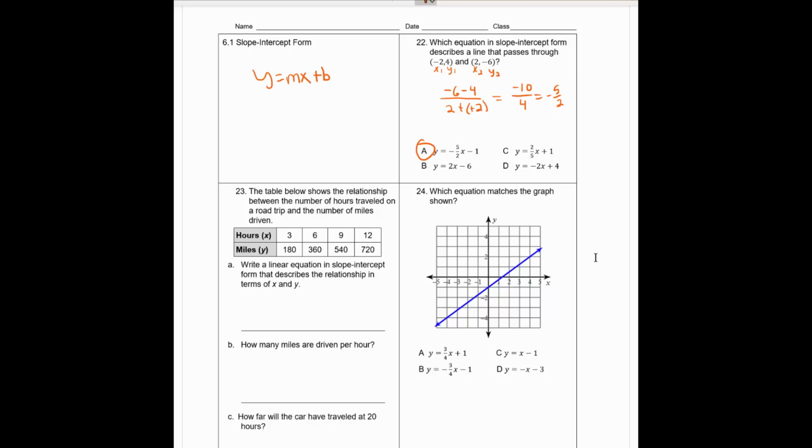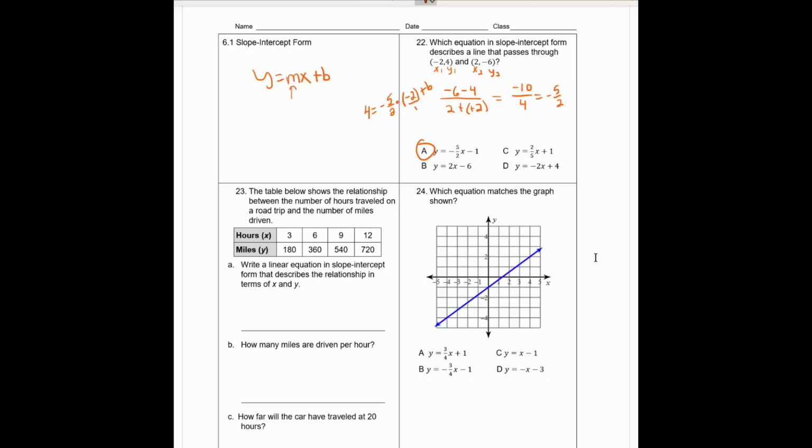If I wanted to keep going to find b to check that I've got this right, what I would do is plug the -5/2 into slope-intercept form where the m is, and I'd pick one of the 2 points to plug in for x and y, and then solve for b. So if I pick the first point, it would be 4 equals -5/2 times -2 plus b.